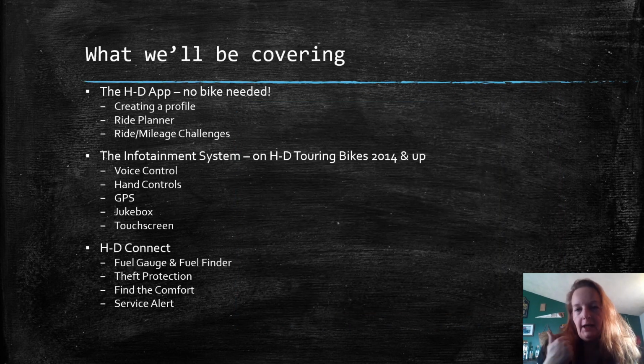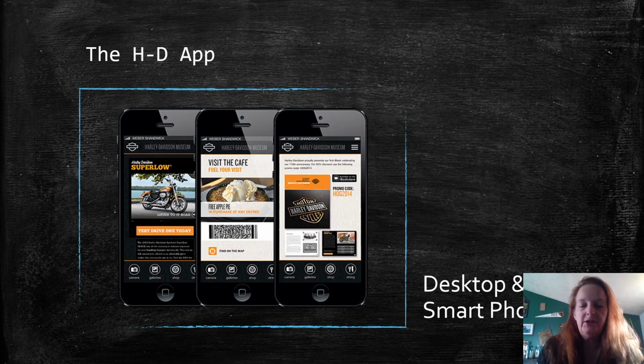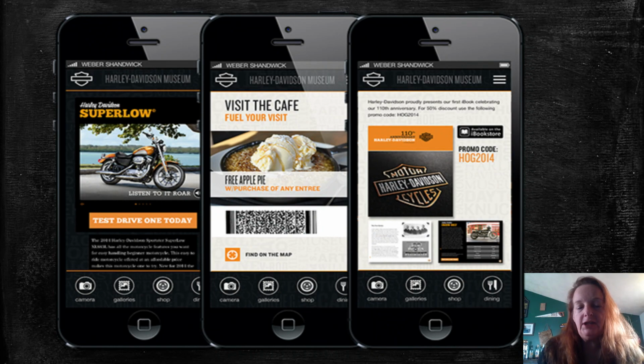We're going to be going over the HD app, which you only need your smartphone for. And then we have the infotainment system, and last but not least, the HD Connect. So first things first, starting off with the HD app.